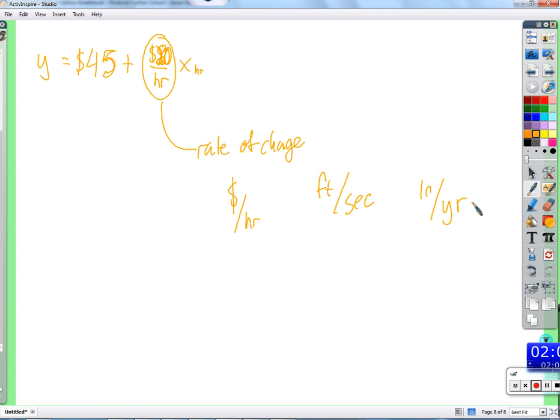Is inches per year an interesting rate of change? Yeah. Hawaii is moving at a rate of, in a matter of inches per year, I think it's like 4 inches per year. Things move that slowly. Glaciers move very, very slowly. So that slope is just a rate of change, the change in y versus the change in x. Is it dollars per hour, inches per year, feet per second? Well, it all depends on what y is measured in and what x is measured in. Let's get that rate of change. Any questions?